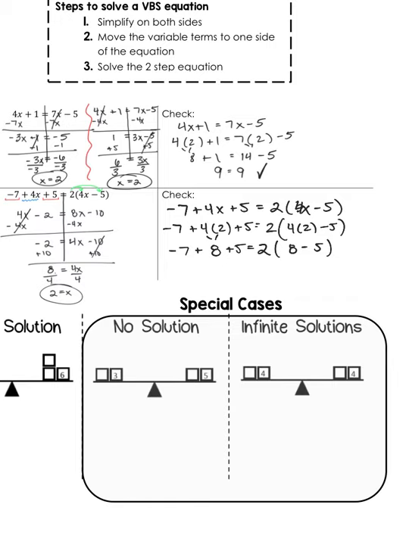-7 plus 8 is +1. +1 plus 5 is 6. On the right side, I still have stuff in my parentheses, so 8 minus 5 is 3. So the left side's already done, that's just 6. Right side, I end up with 2 times 3, that's also 6. So my equation is balanced, both sides are the same.